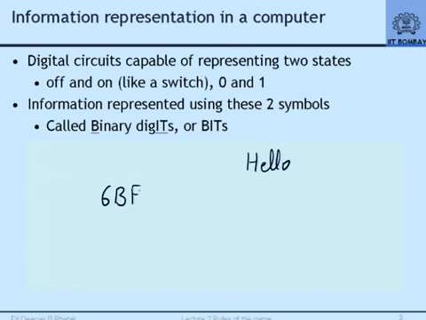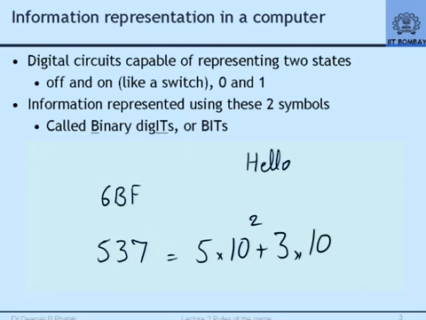So what is the value of this 6BF in our conventional notation? To understand that, let's first try to find out how we determine the value of 537. This is actually equal to 5 multiplied by 10 to the power 2, plus 3 multiplied by 10 to the power 1, plus 7 multiplied by 10 to the power 0. You agree? That is the basis of the decimal system. So whatever is the base, you raise it to the powers 0, 1, 2, 3, 4 increasingly, and multiply that with the digit that appears in that place.